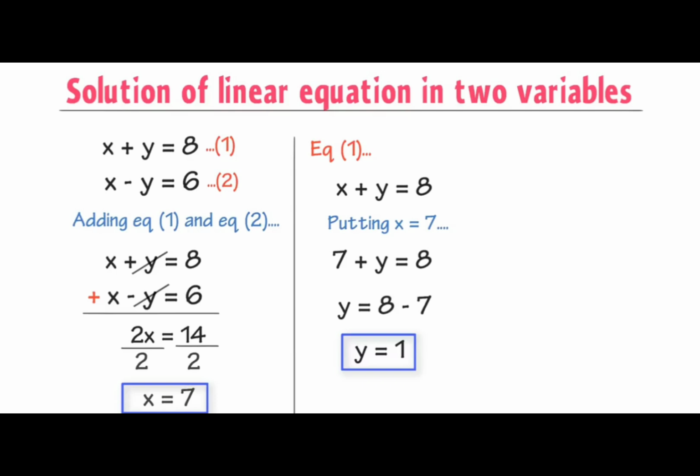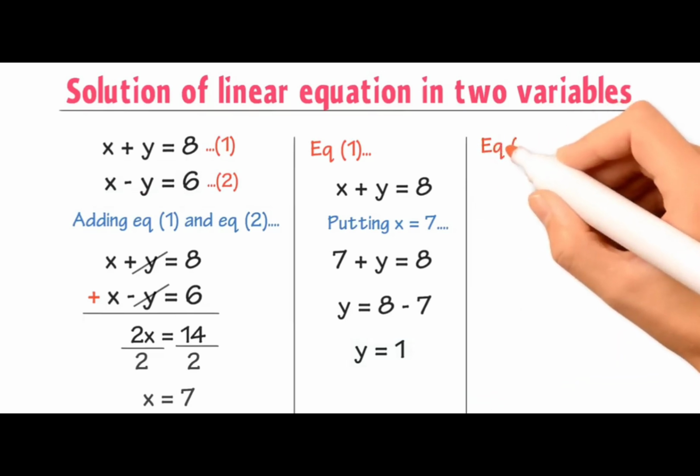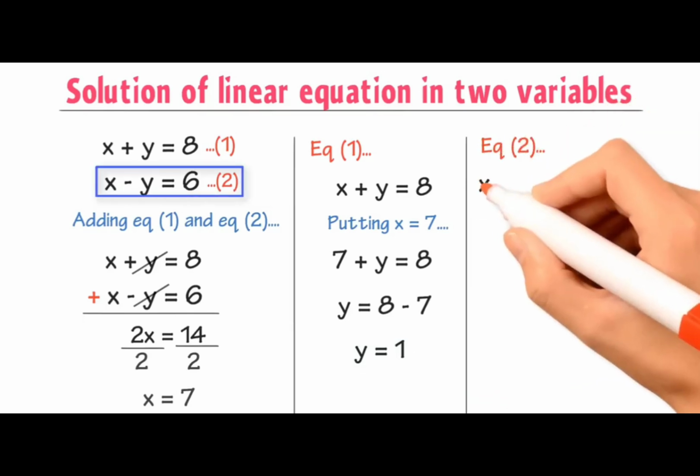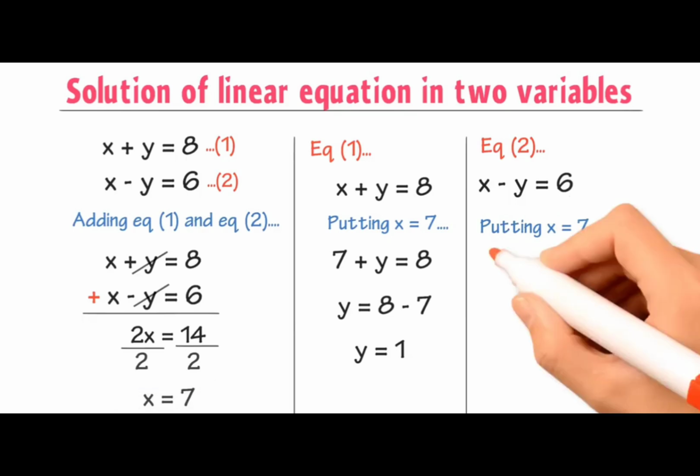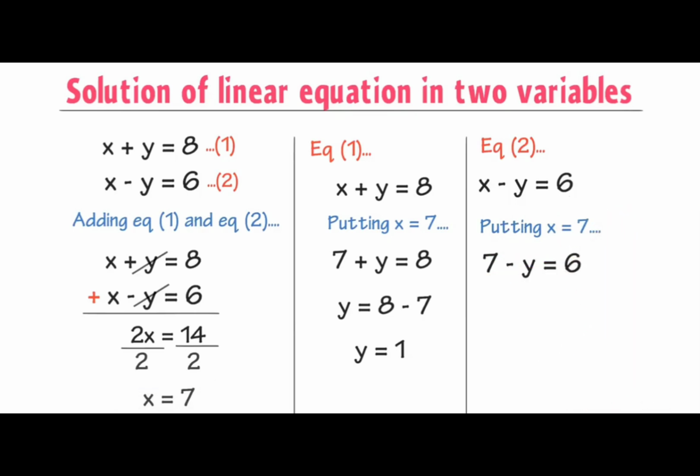If you put the value of x in equation number 2, we will get the same value of y. Let me do it. We know that equation number 2 is x minus y is equal to 6, while the value of x is equal to 7. Hence, putting x is equal to 7 in equation number 2, 7 minus y is equal to 6. Now minus y is equal to 6 minus 7, and then we get negative 1. Minus and minus will be cancelled out. As a result, we get again y is equal to 1.